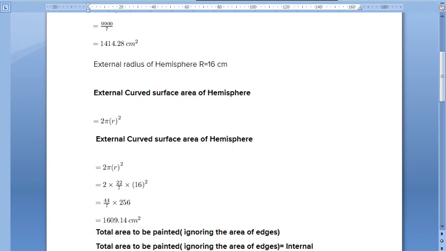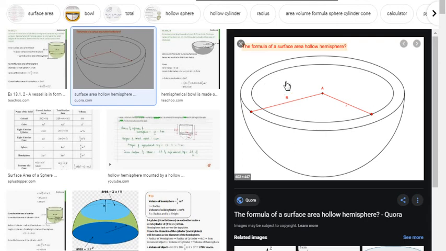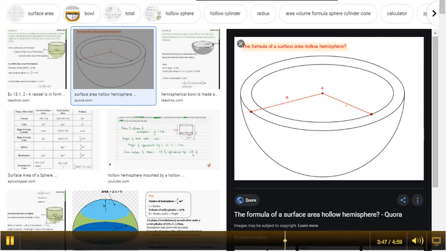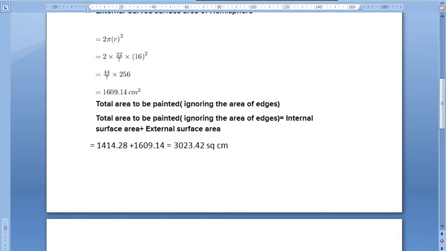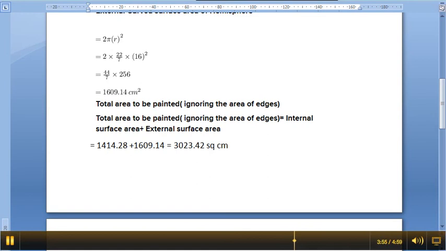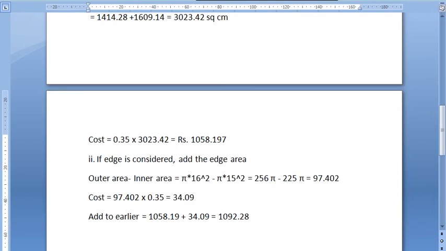Now what we have to do? We are painting both inside and outside, but ignoring the thickness now. So just add the two areas. So the total area to be painted becomes 3023.442. Add these two. Now the cost per square centimeter is 0.35, meaning 35 paise. So the total for 3023 multiplied by it will be 1058.19. This is ignoring the thickness.